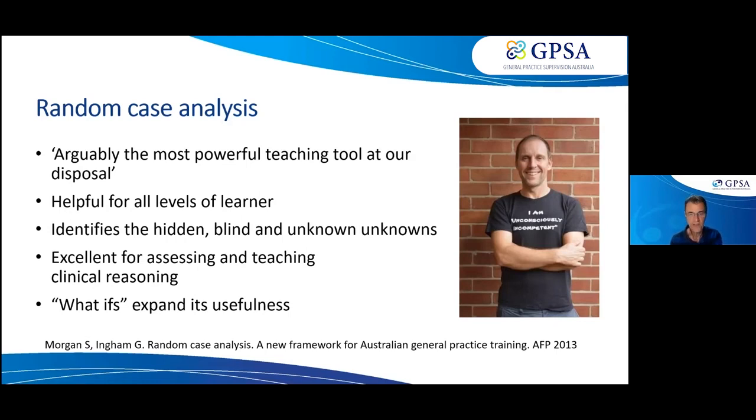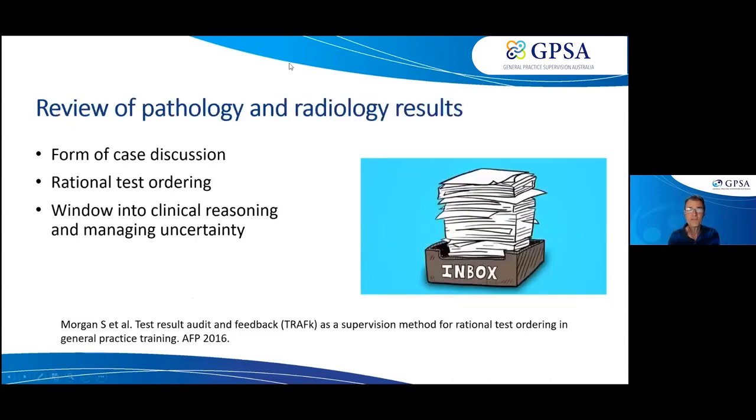There is a very, very well-written, clear GPSA guide on doing random case analysis, which I absolutely recommend. There's a few things you can do to value add to your case discussion. One thing you can do, it's kind of like random case analysis, but rather than analysing the whole case, you're really just focusing on the test ordering that was done during those cases. So it can still be randomly chosen, but you're looking at what tests were ordered, and of course, with a focus on why did they order those tests as a reflection of clinical reasoning and maybe even managing uncertainty.